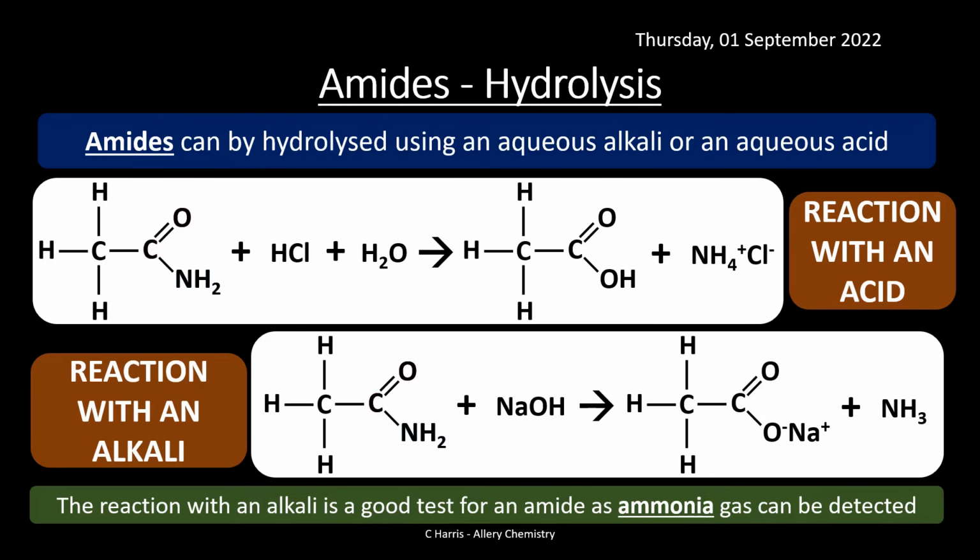Okay, so the reaction with an alkali is a good test for an amide because we can actually detect ammonia. So if we wanted to check to see if we have an amide present, we can add this alkali, and if we get ammonia produced, we can obviously test for it using litmus paper, or you can smell it. It's got a very pungent smell of ammonia, but here obviously you use litmus paper, and ammonia is a base, so you get a color change on your litmus paper.